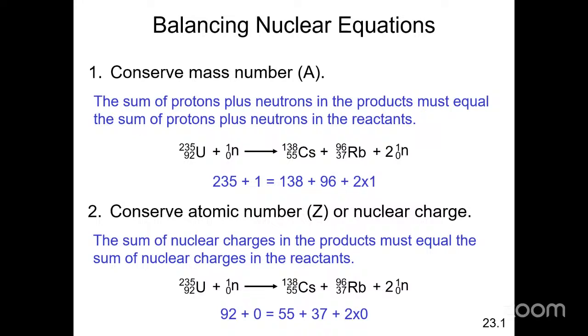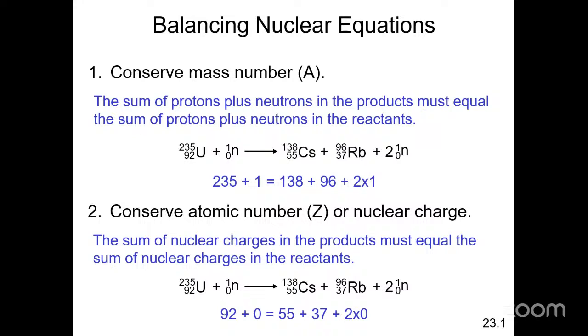So just to recap, to balance nuclear equations, you have to make sure that you conserve the mass numbers on both sides, all right? And also you conserve the atomic number on both sides. That's basically it. So it's a bit more straightforward compared to balancing ordinary chemical reactions.